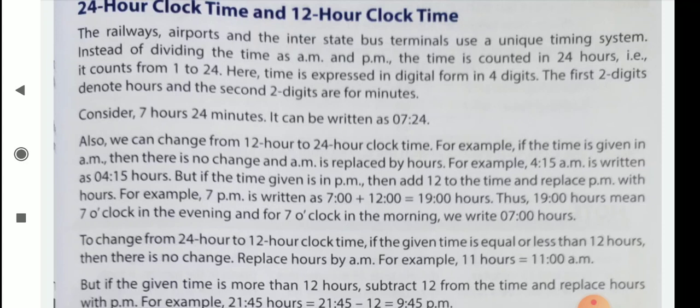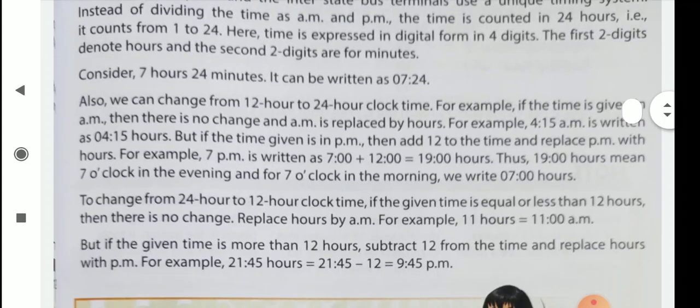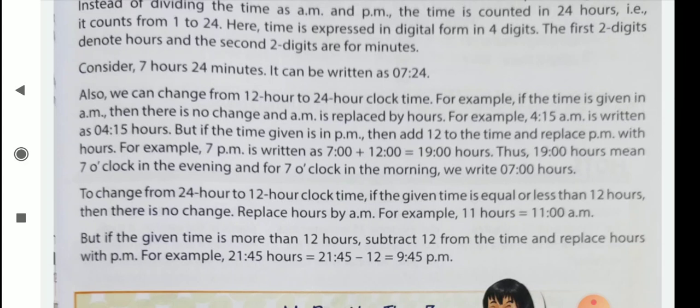Consider 7 hours 24 minutes. It can be written as 7:24. Okay. Also we can change from 12-hour to 24-hour clock time. For example, if the time is given in AM, then there is no change and AM is replaced by hours. For example, 4:15 AM. So here AM is given as 4. We just remove that AM and we write 4:15 hours.